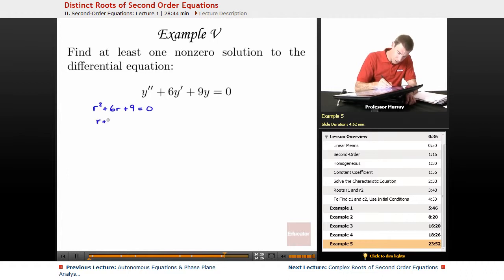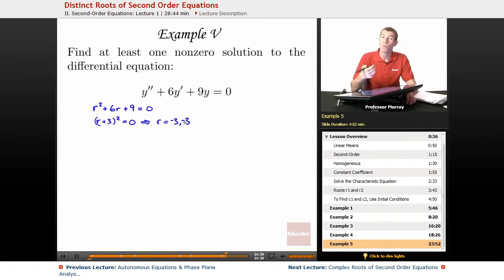That's r plus 3 squared is equal to 0. So our roots here, we get a double root. r is equal to negative 3, and then our other root is also negative 3. So we really only get one root from that. So we have a solution here: y is c1 e to the negative 3t. But we can't find a second solution because our other root is also negative 3.